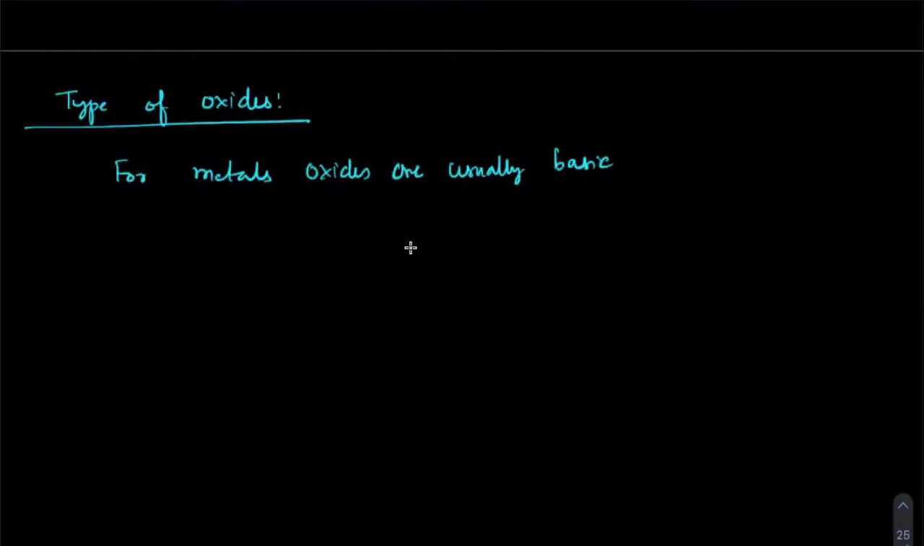Down the group, metallic character always increases. Metallic nature means the ability to give electrons. If the outermost electrons are easily participating, we call it metallic.